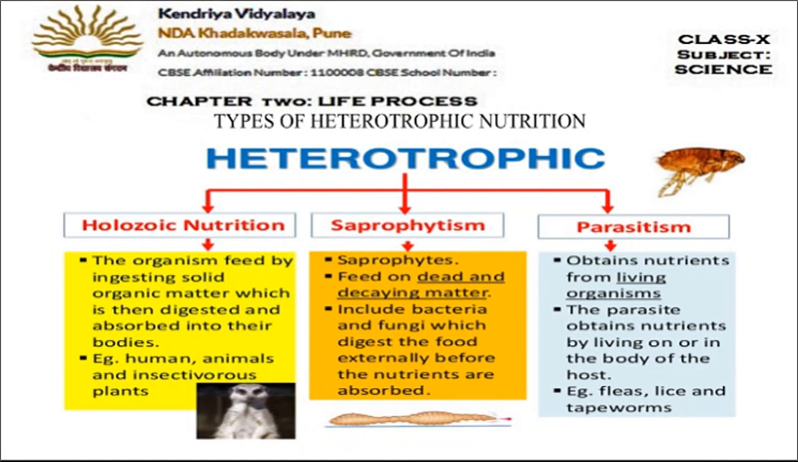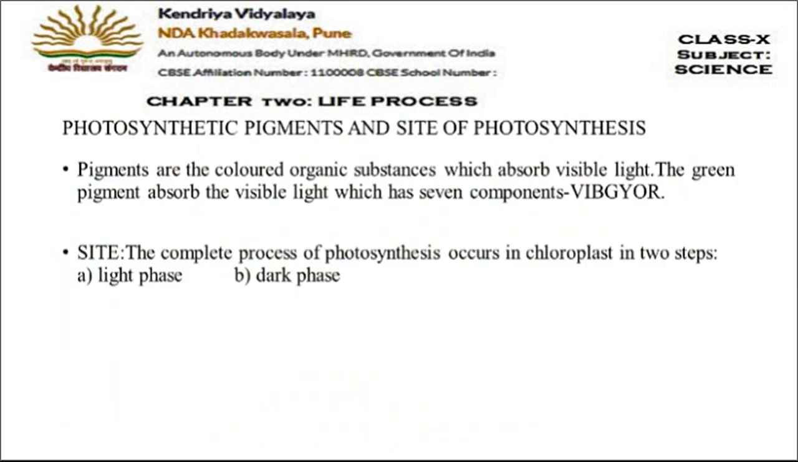The next one is photosynthesis, photosynthetic pigments, and the site of photosynthesis. Okay. Now, photosynthetic pigments are the pigments which are green in color. Okay. These pigments are generally green in color and they absorb visible light. Like in plants, chlorophyll is present as the photosynthetic pigment. And what is the function of the chlorophyll? The chlorophyll absorbs visible light. Okay. Visible light means the white light, sunlight. Visible light is a part of the sunlight.